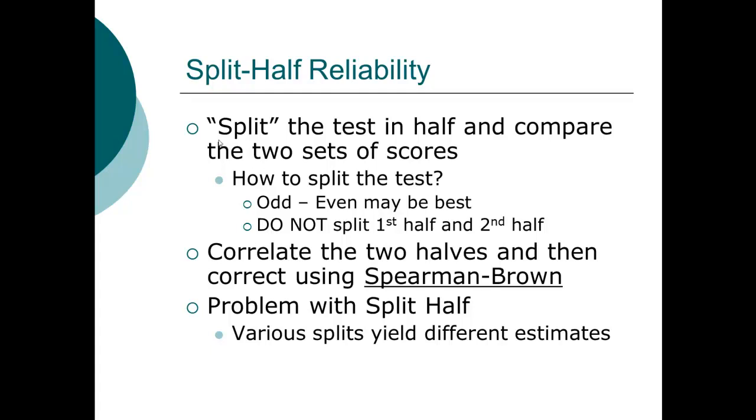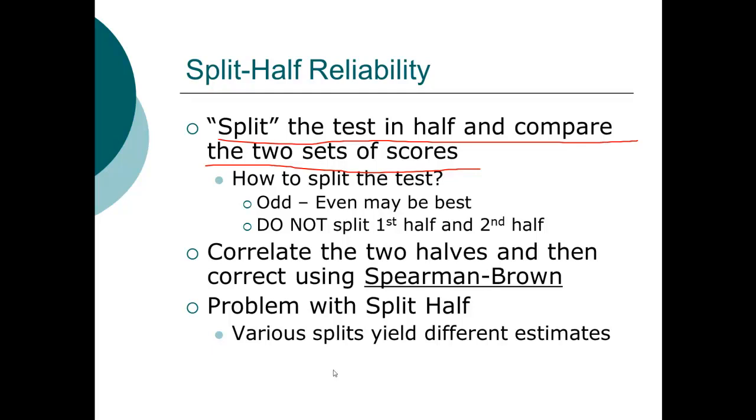Split half, you split your test and compare your two scores. You do the odd numbers make one test, even numbers make the other test. Don't split them in the first half and the second half. You may have two different types of test questions or something like that. And more often than not, whenever we start doing tests, we start from the front of the chapter to the back of the chapter. All you do is, even odd is usually the best thing to do.